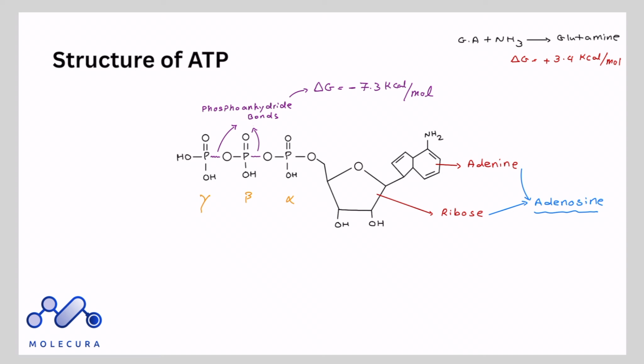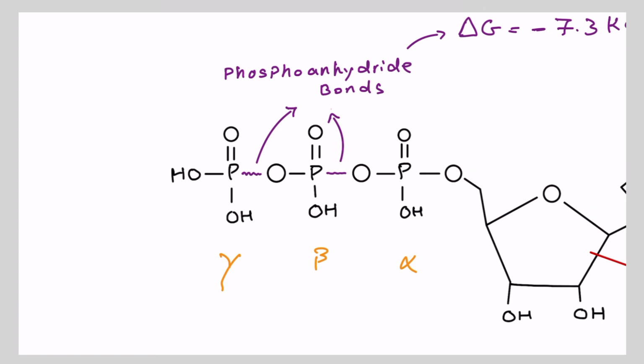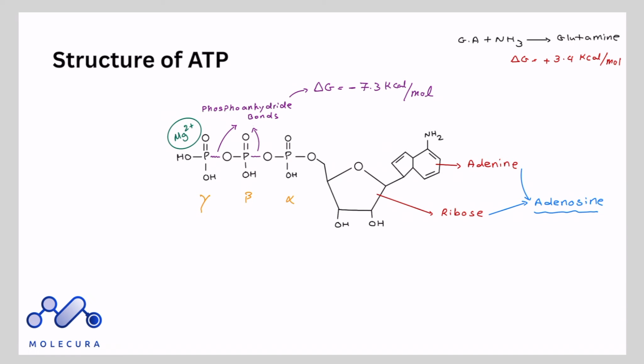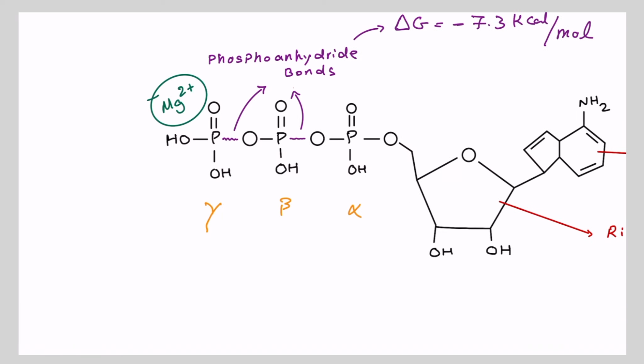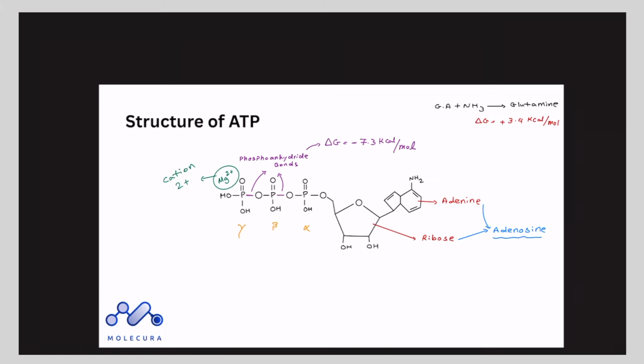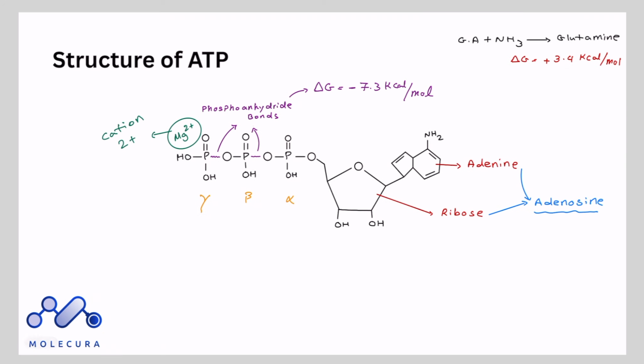One important point to have is that the structure of ATP is usually stabilized by having a cation such as magnesium attached to it. So whenever we're speaking about ATP, we are also speaking about a cation with a 2 positive charge attached to our ATP structure. So one last point to consider here is that if we remove this phosphate group, we will end up with ADP.